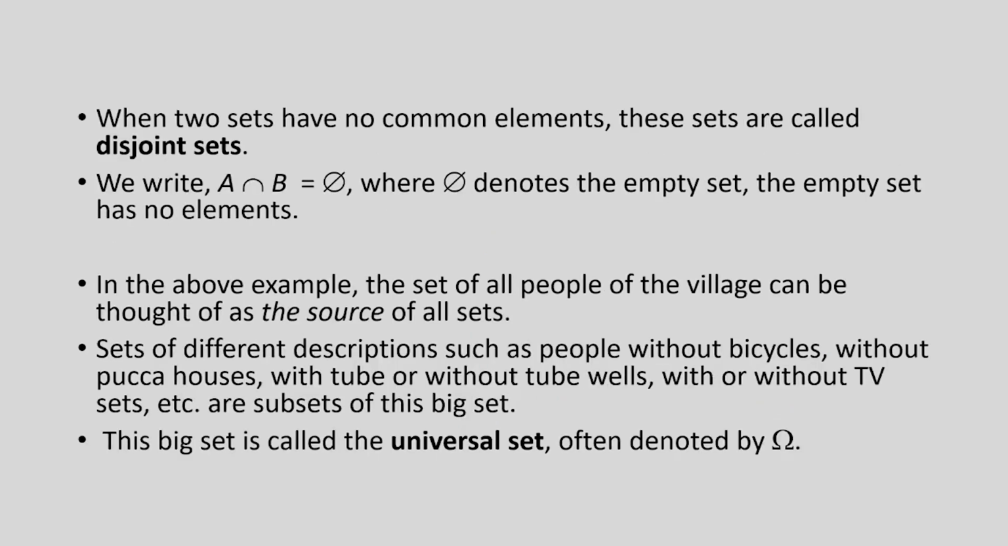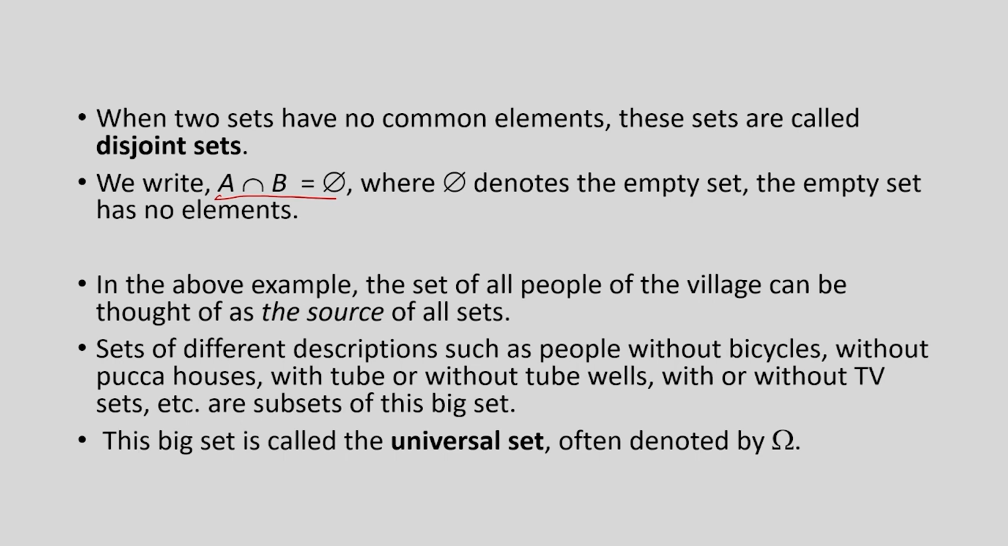Then we come to another concept related to the sets, which is called disjoint sets. When two sets have no common elements, these sets are called disjoint sets, and we write it like this: A intersection B is, this is called an empty set or phi. This denotes the empty set, which has no element. Okay. So, this is a trivial set in the sense that it does not have an element.